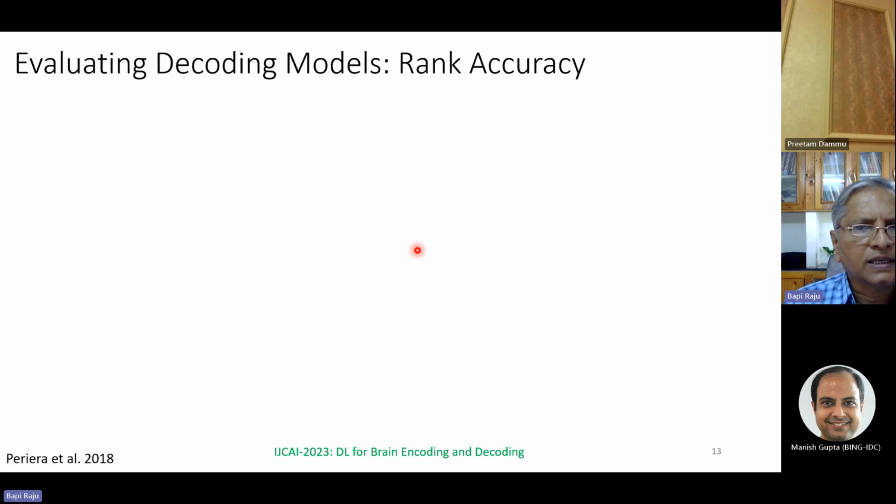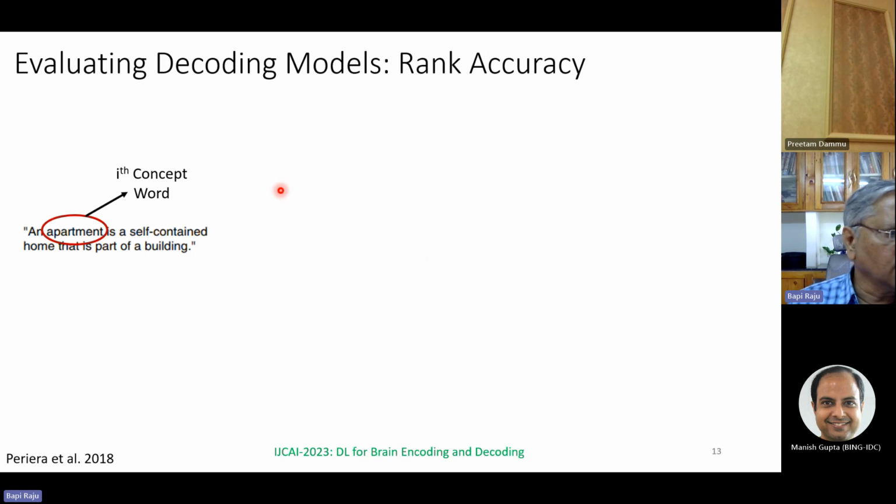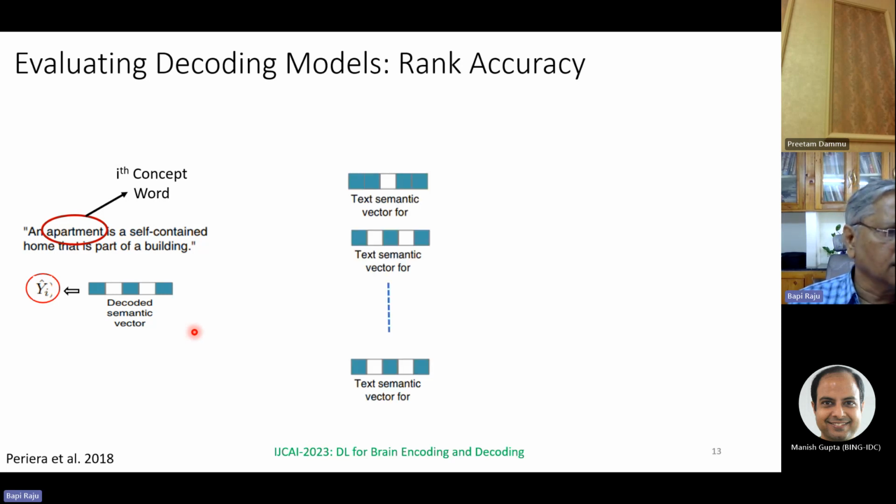The other metric is rank accuracy. How well the decoded vector, right? So this is the decoded semantic vector for this. What kind of rank does it enjoy across the ground truths of all the other semantic vectors? We hope that the ith concept, the apartment decoded semantic vector, is more highly related to the apartment text semantic vector, the ground truth, compared to all the others.